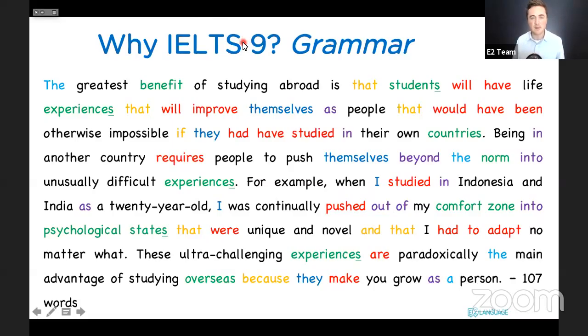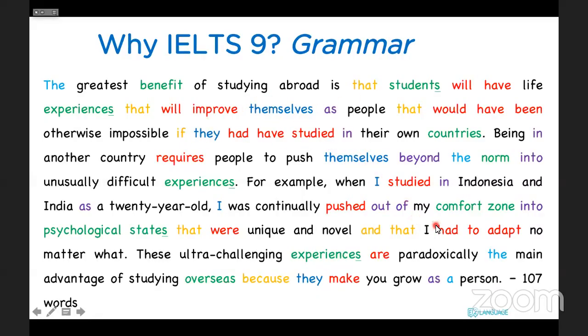The last thing I want to point out to you are the other pronouns that I've used here. So we've got, see, I'm talking about students. So I talk about themselves, plural. They, plural. Themselves, plural. When I studied in Indonesia, I was continually pushed out of my. So you can see how the pronouns are the same as the nouns. If I'm talking plural here, more than one, then my pronouns will be plural more than one.